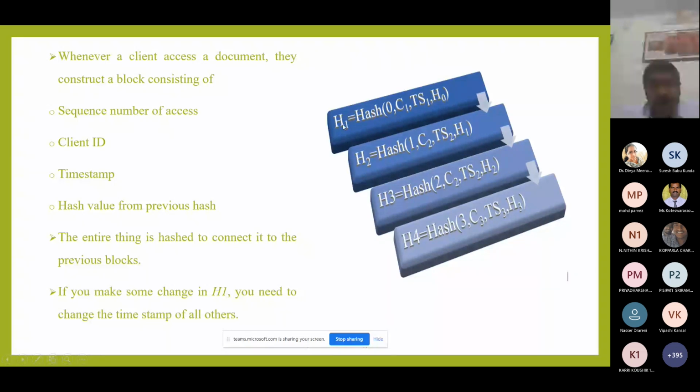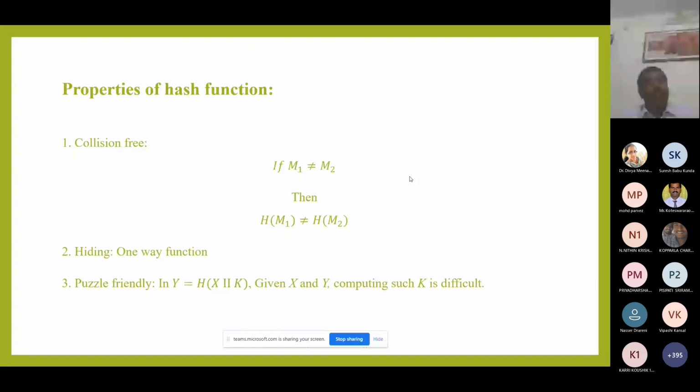This is H1. Now, H2, the hash for the second block, will be calculated using the same function applied over the same set of four items. The only thing is that this will use the hash of the previous block, and so on. So the entire thing is hashed to connect it to the previous block. And if you make any change in H1, you need to change H2, you need to change H3, and you need to change all the blocks that we have seen. So this is how blocks in a blockchain are linked to each other with the help of a cryptographic hash function that makes it difficult to tamper.